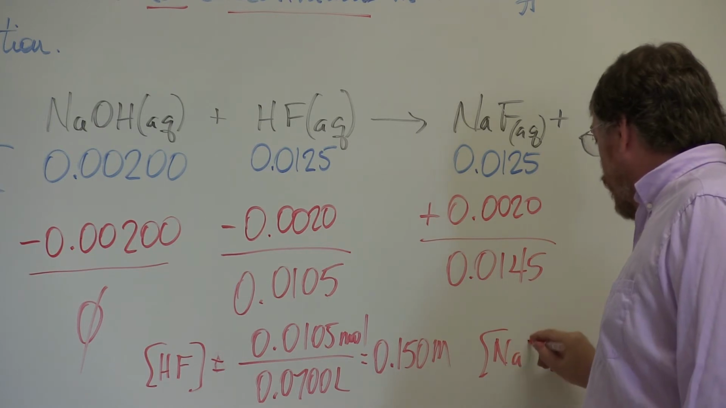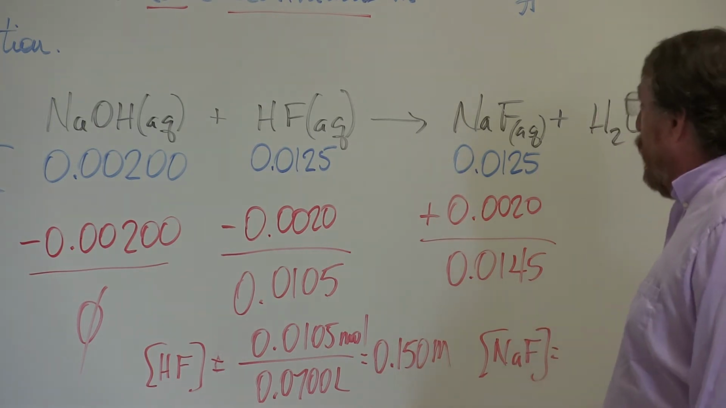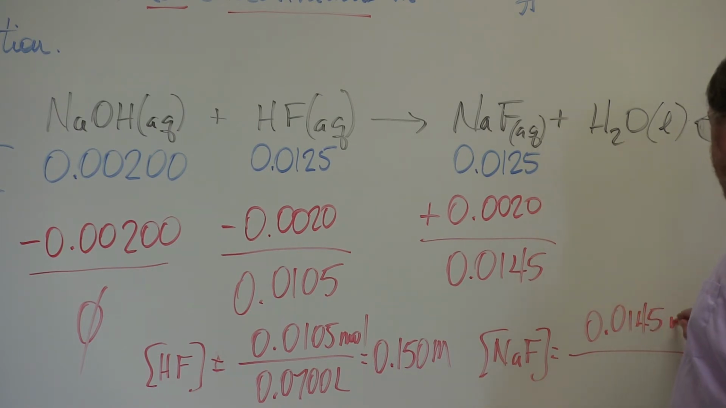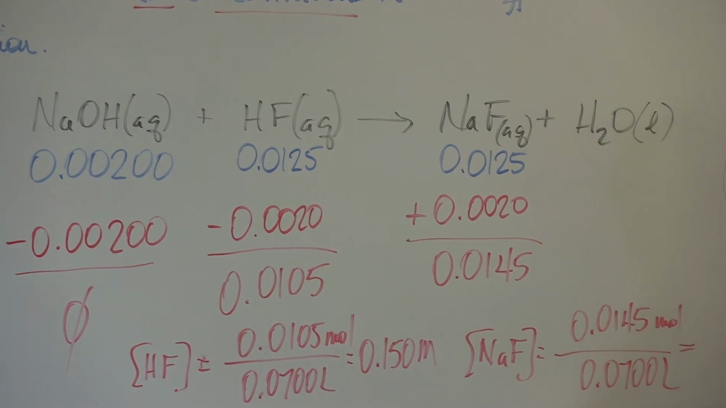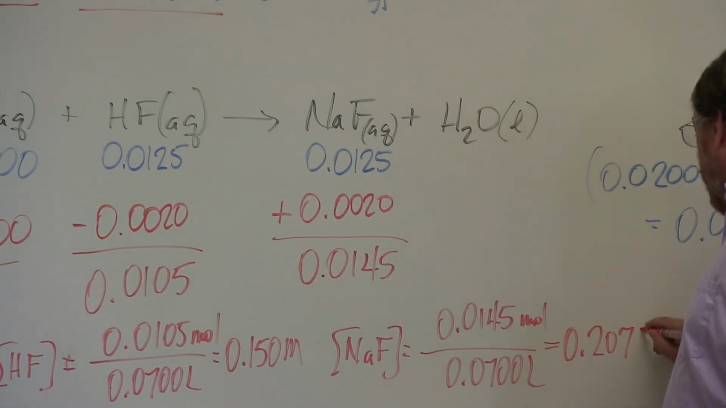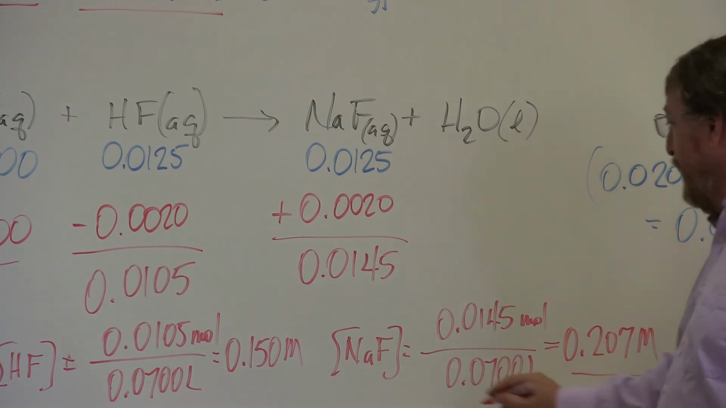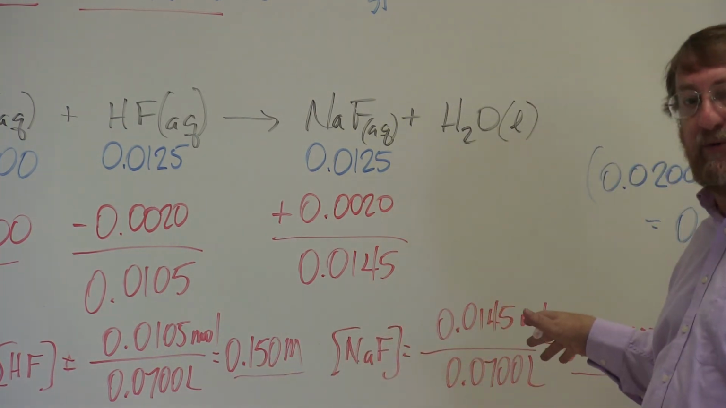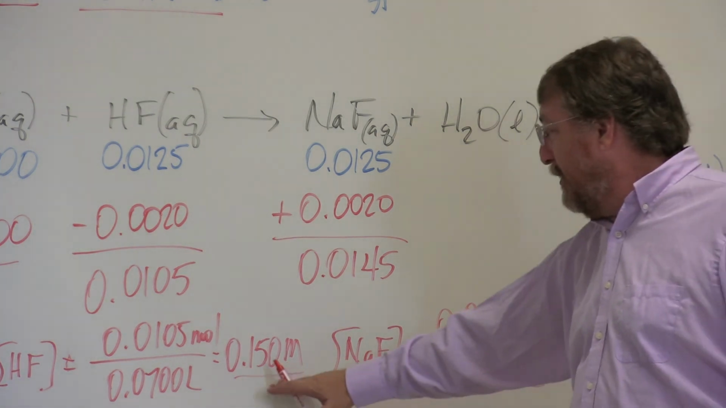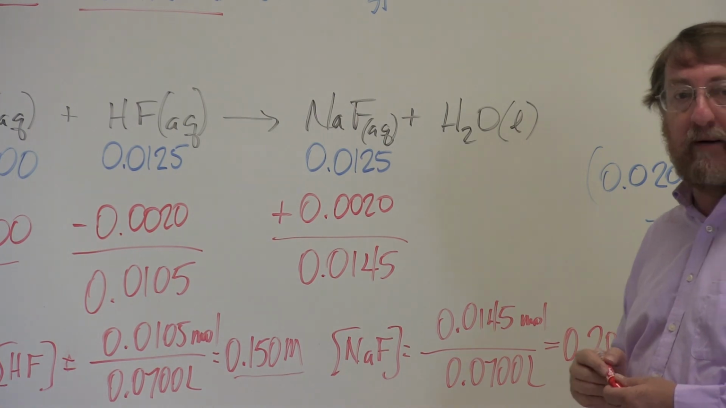For NaF, we're going to have 0.0145 moles, and it's also in the 70 milliliters. So we divide that by 0.07 liters, and we get the new concentration of 0.207 molar. So there are my two components. I still have a buffer solution. They're no longer equal, but that's not a requirement of a buffer solution. They don't have to be equal, they have to both be there. That's the key.